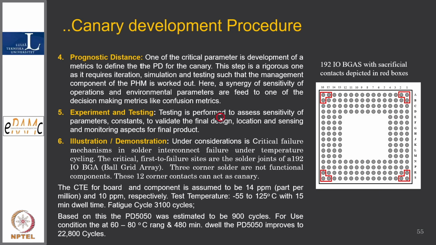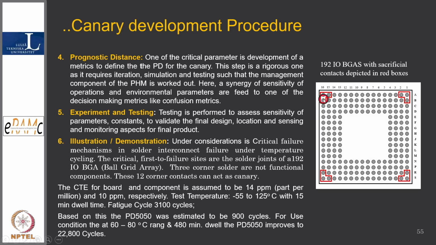As a simple example for illustration, I want to do prognostics of a 192 input/output ball grid array with sacrificial contacts. These are the sacrificial contacts. Sacrificial is a term used in engineering for certain additional components, like a sacrificial electrode. If I put it in a chemical system, corrosion will occur there and it will tell you how corrosion is taking place inside the system. So I'll put three components outside, in a more corrosive atmosphere.